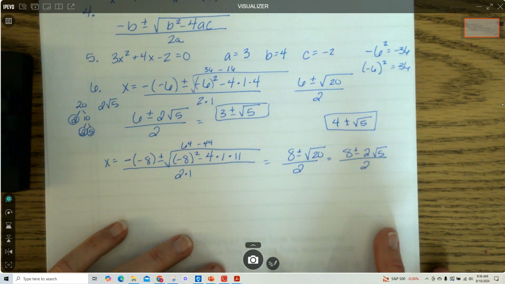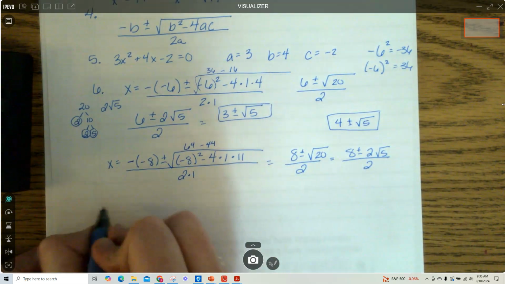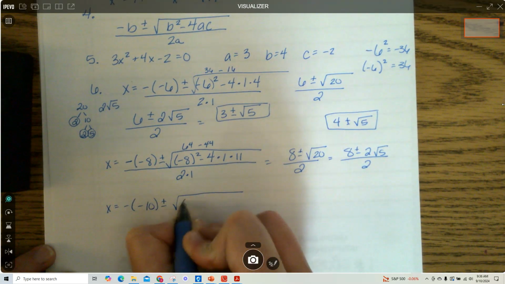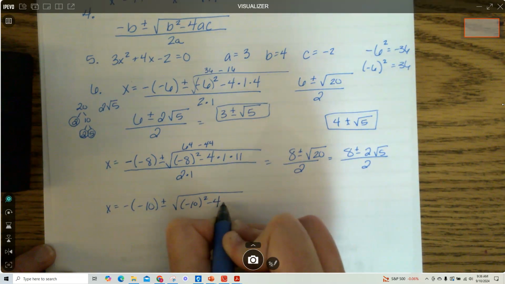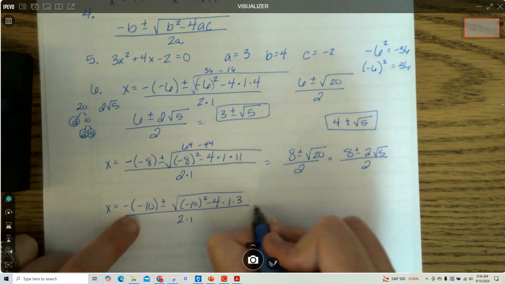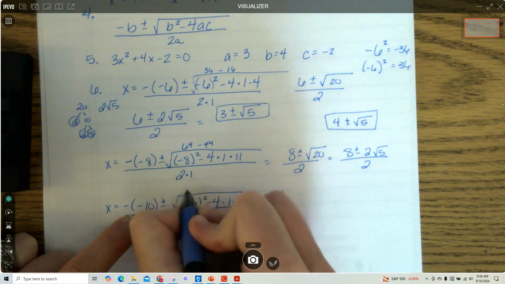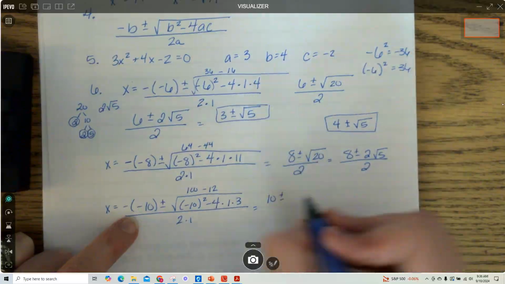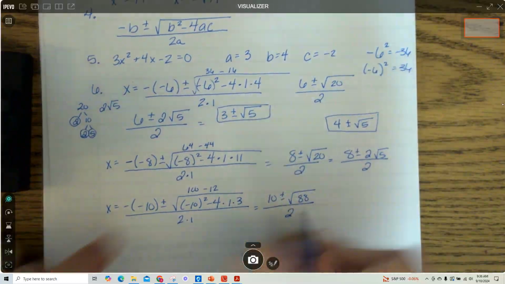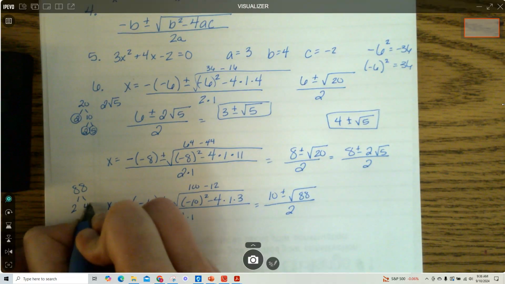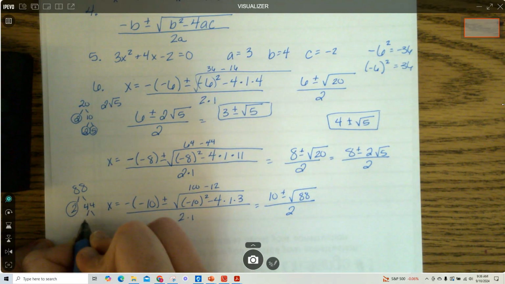All right, any other different ones on that one? Negative, open parentheses, negative 10, close parentheses, plus or minus square root of negative 10 squared, minus 4 times 1 times 3, over 2 times 1. Okay, so 10 squared would be 100. 4 times 3 is 12, which would give me 88. 88 over 2. So 88 is going to be 2 times 44.